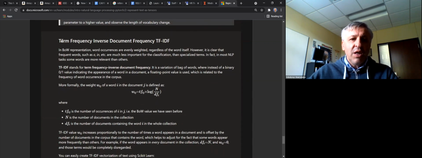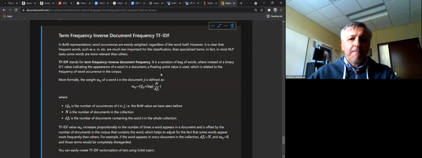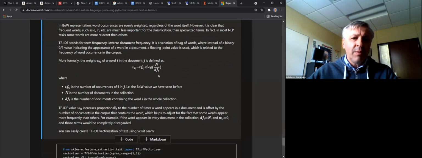There is one particular representation called term frequency inverse document frequency, TF-IDF, that enables us to take this bag of words representation and replace the presence or absence of a given word with a floating point value, which is related to the frequency of words occurring in the corpus against which this is built. Here is the formula that describes how this is computed. Instead of having a binary 0, or actually not quite binary, either the word is not there or some number says how many times the word occurs, we will have this weight for a word i in the document j, defined like this.